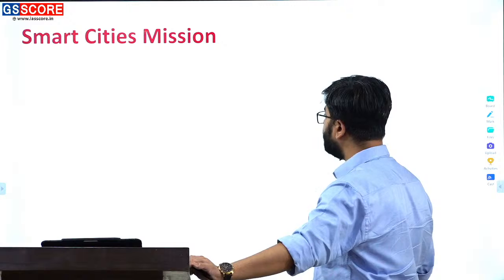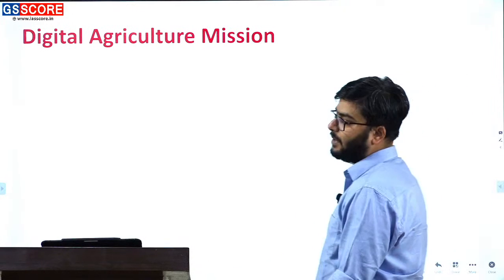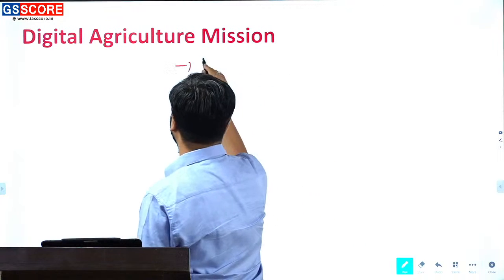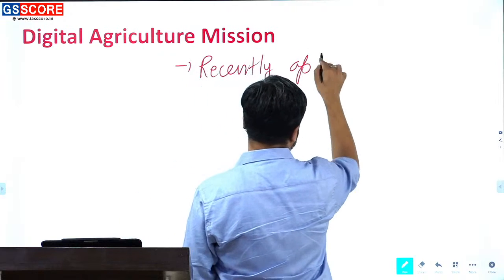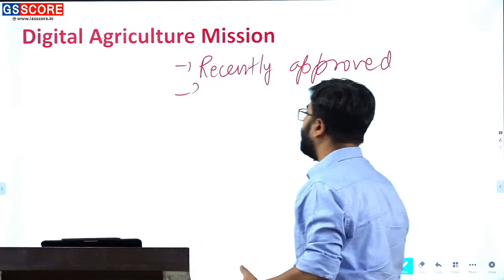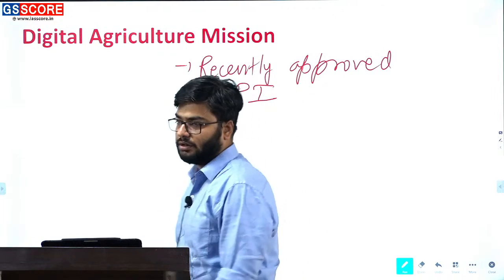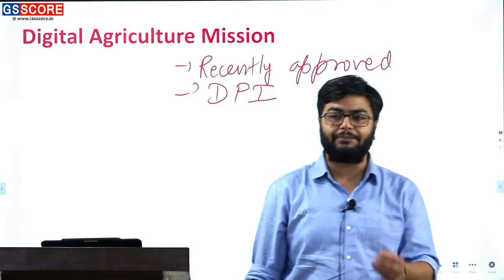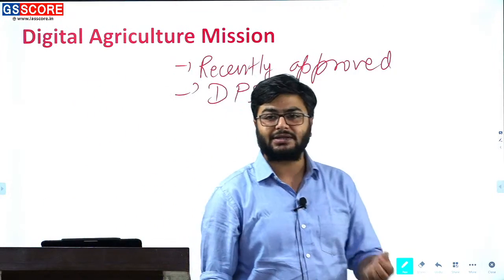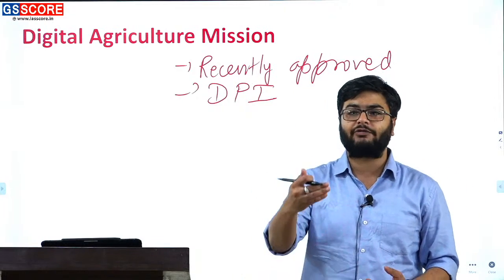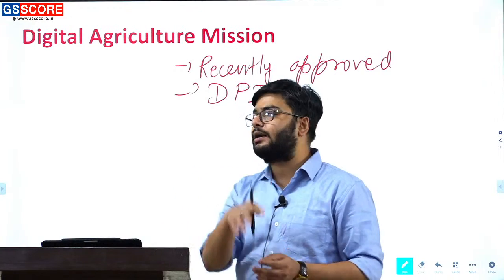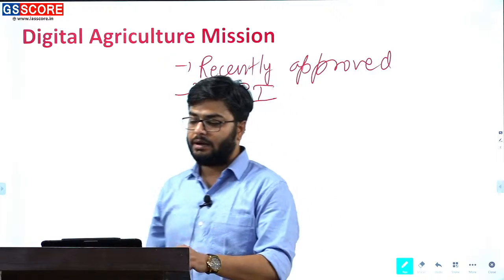Moving forward, let us take up another scheme in question, that is Digital Agriculture Mission. It was recently approved, and it is in light of the digital public infrastructure. You all are aware that the G20 happened in India, and India's digital public infrastructure was showcased. But agriculture has been a sort of a lagging player when it comes to the digital public infrastructure. And that is where this particular scheme comes into the picture.